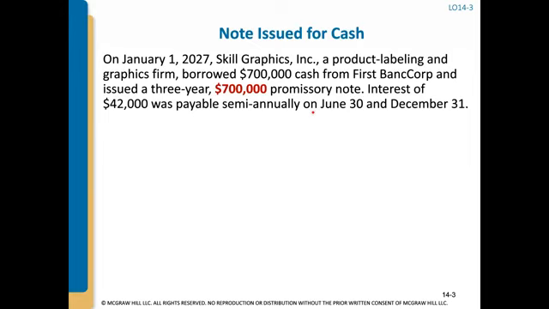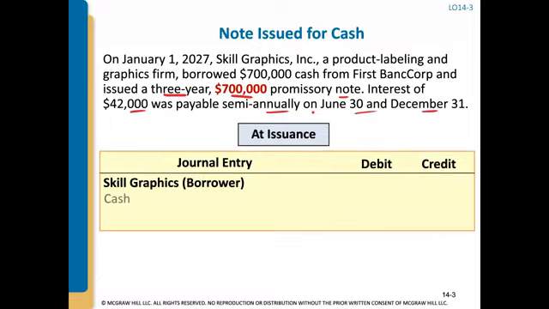The first one is the simplest, and it's when a note is issued for cash. On January 1, 2027, Skill Graphics Inc., a product labeling and graphics firm, borrowed $700,000 cash from First Bancorp and issued a 3-year $700,000 promissory note. Interest of $42,000 was payable semi-annually on June 30th and December 31st. So how do we record that when it's first issued?